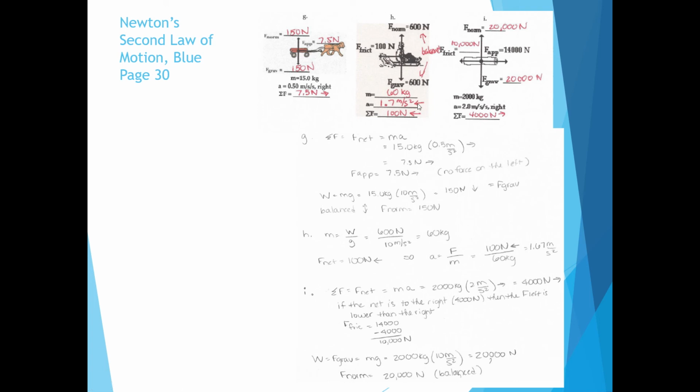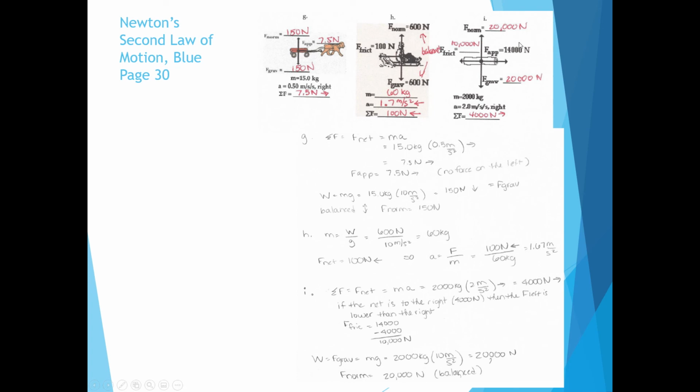And then the last one on the sheet is I. So we have mass and acceleration and one of our forces. So what we can do is start out with our mass. We can solve for our net force, which is mass times acceleration. So we've got 2,000 times 2, which equals 4,000. So we know our net force to the left is going to be 4,000 newtons.